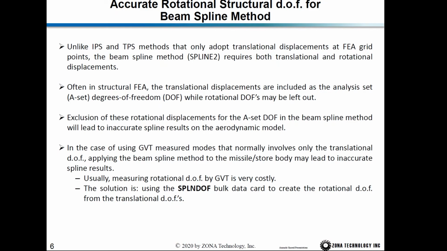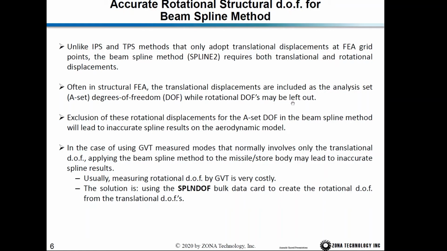And also, we need accurate rotational degree of freedom for the beam spline. So unlike the IPS and TBS method that only adopt translational degree of freedom at the finite element grid point, the beam spline requires both translational and rotational degree of freedom. So often in the structural finite element model, the translational degrees of freedom are included in the A set, while the rotational degrees of freedom may be left out.